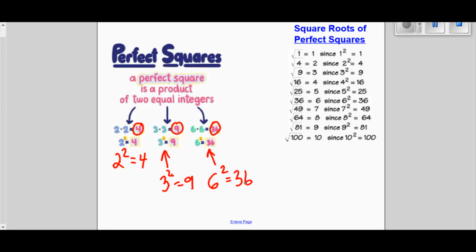And if you look over to your right there, where I have square roots of perfect squares, I have a list. There's sort of two things going on here. I have a list of perfect squares. So that list of perfect squares is over here on the right. So 1, 4, 9, 16, 25, 36, 49, 64, 81, and 100. Those are the first few perfect squares that we have.